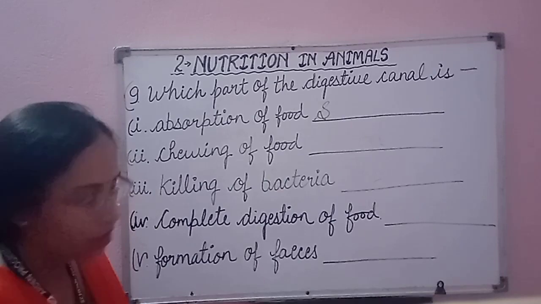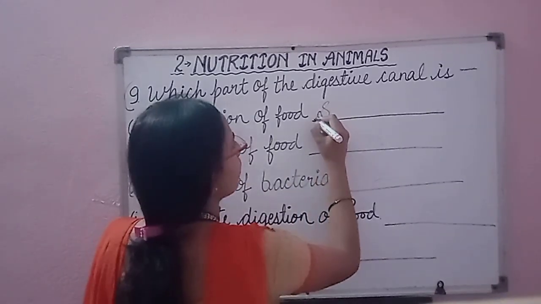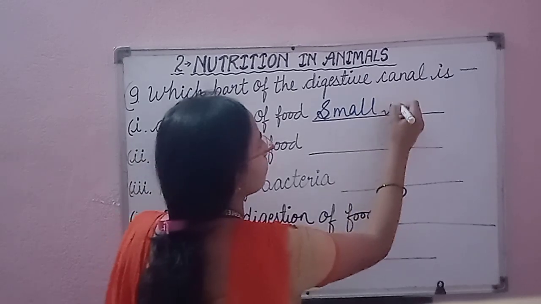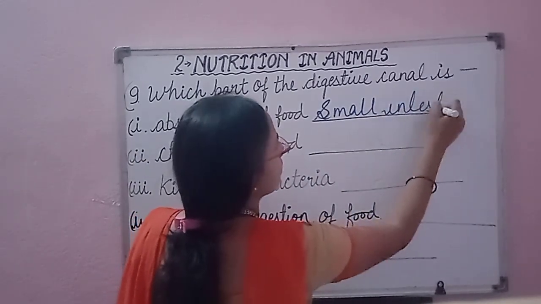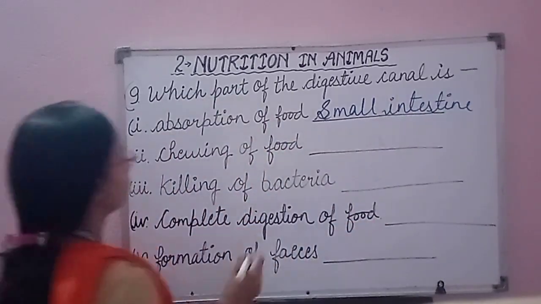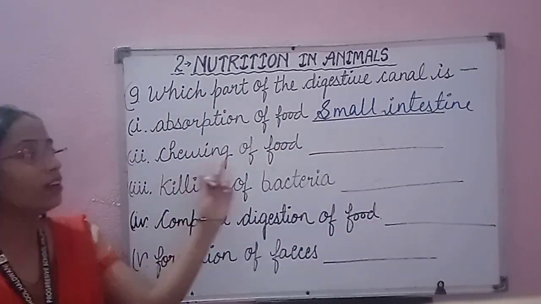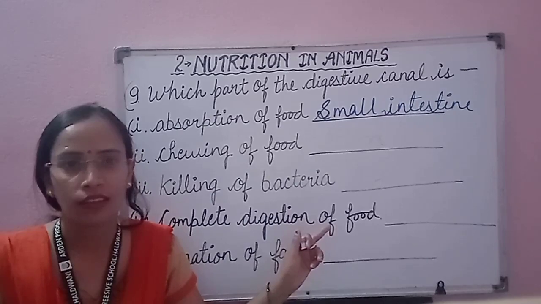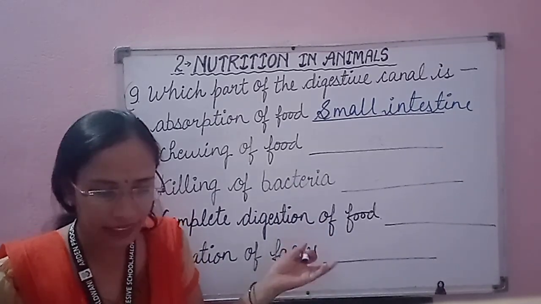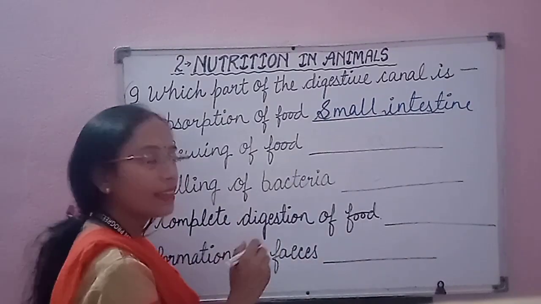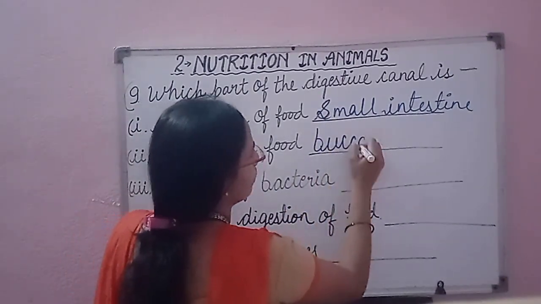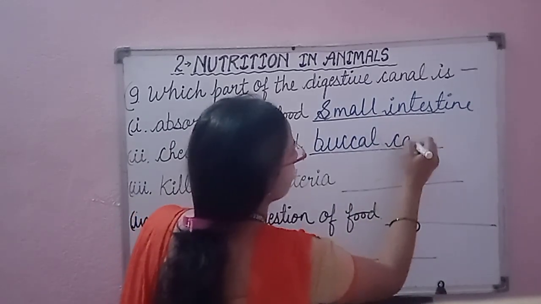Okay, so the correct answer is small intestine. Next, chewing of food. Where does the chewing of food take place? Simple, it is in the buccal cavity. This is in the buccal cavity.